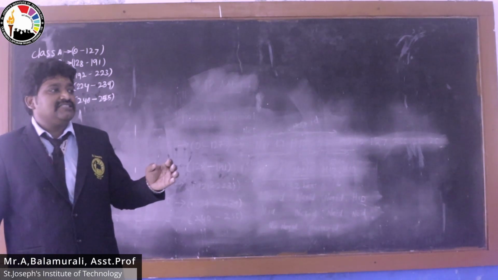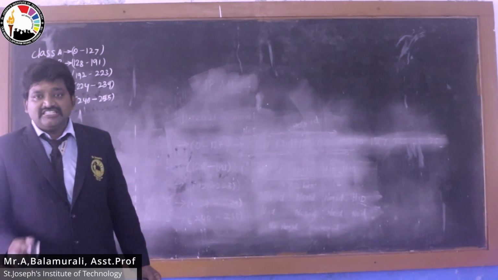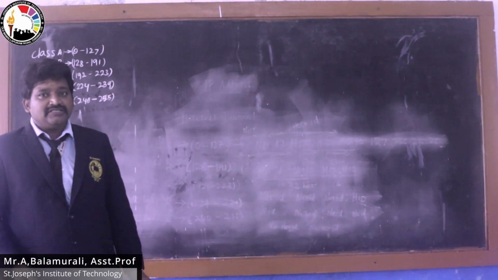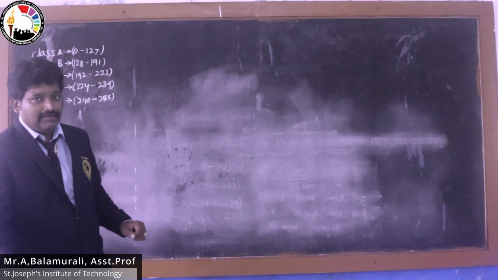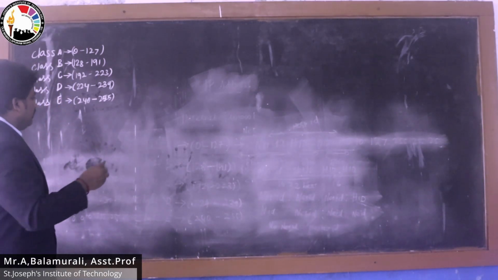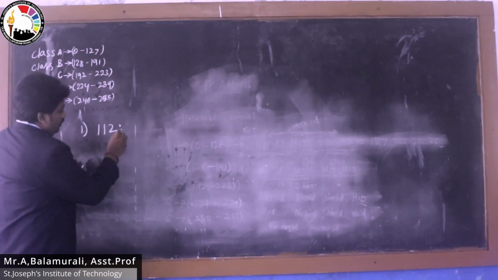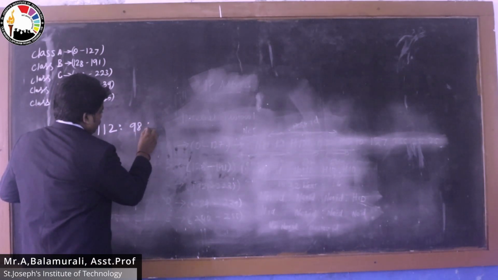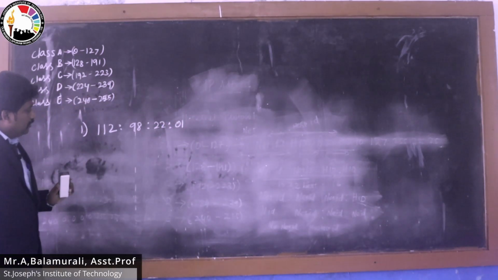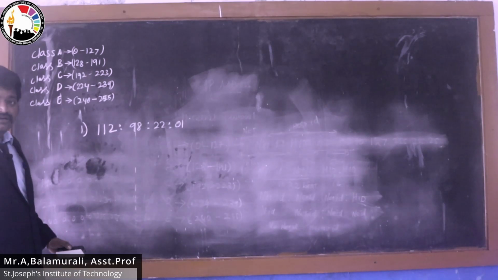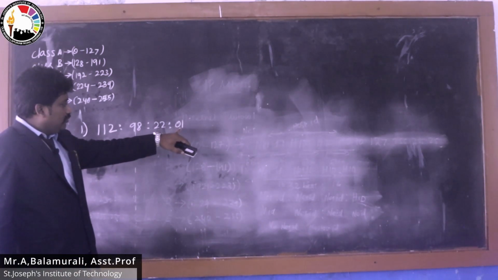And next one, simply they will give some decimal value, and you want to convert it to binary, decimal to binary notation. And the third problem is binary to decimal notation. So these three types of problems we are going to discuss right now. So first I will give some values. For example, 112.98.22.01. Okay, so this is the value they will give.